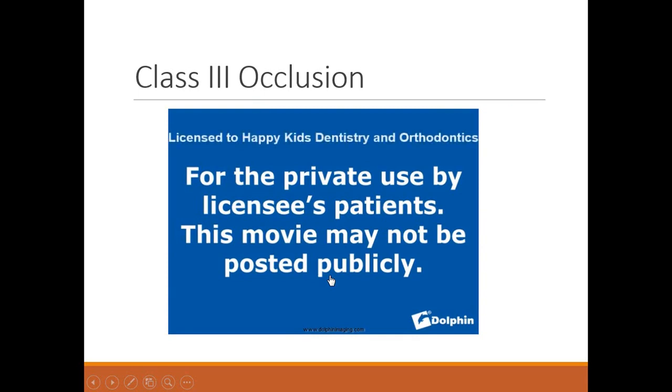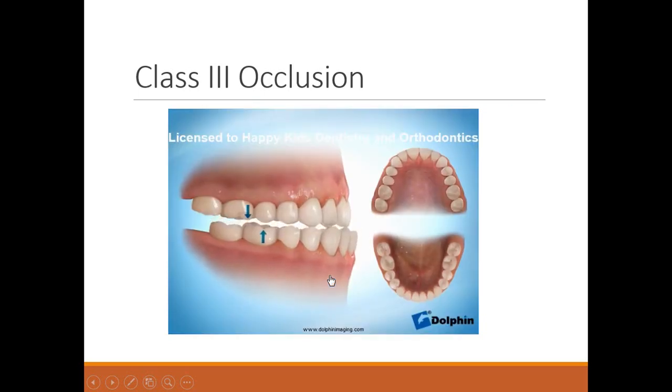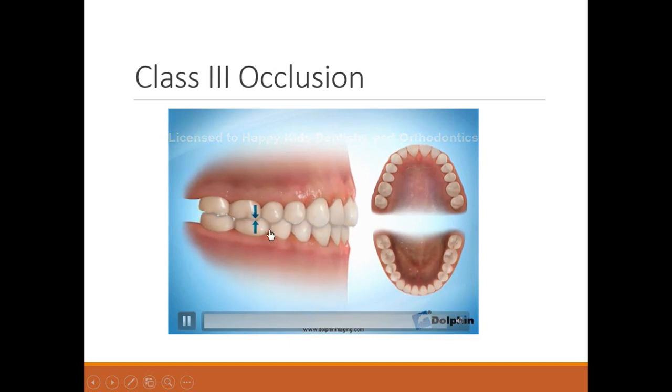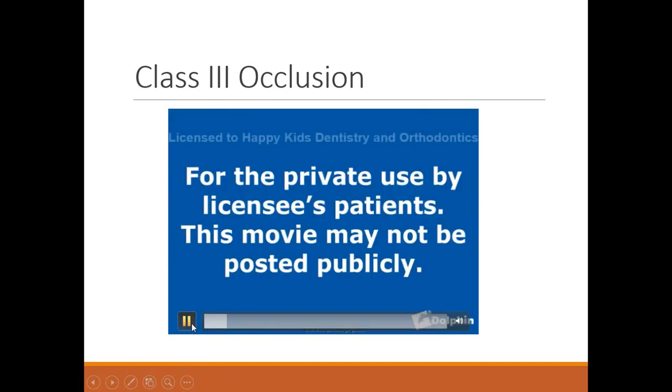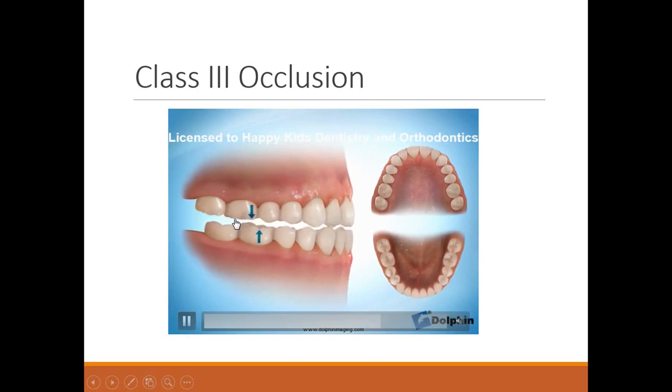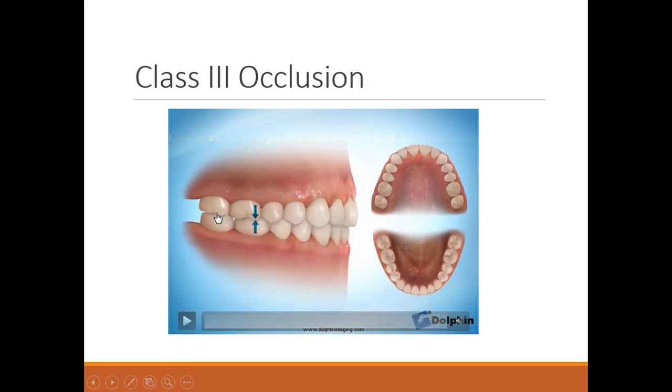Class 3 occlusion. This is going to show where the mandibular arch is more forward than the maxillary. And so we consider that class 3. Watch the molar relationship one more time here. If you'll notice, this cusp was all the way into the back of this groove here, rather than being into the groove of the first permanent mandibular molar.